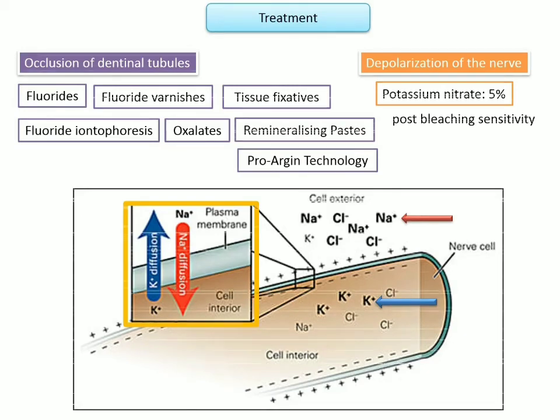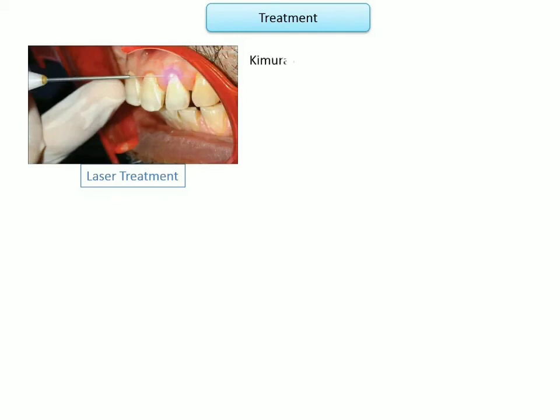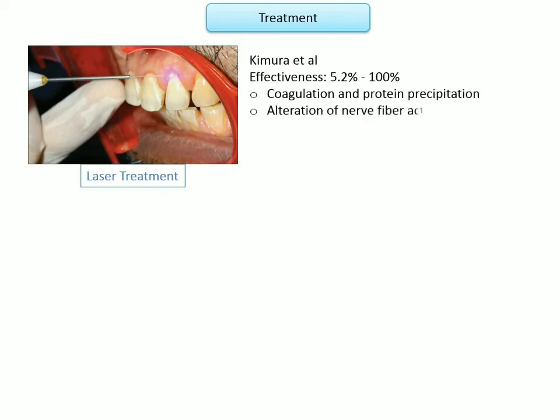Now, let's take a look at some recent progress in treatment of dentin hypersensitivity. Laser treatment. Laser therapy was recommended by Kimura et al. to treat dentin hypersensitivity with effectiveness between 5.2% and 100%, depending on the type of laser and parameters used. According to some authors, lasers are more effective than other treatments. Regarding the mechanism of laser treatment for dentin hypersensitivity, Pashtay suggested that it may occur through coagulation and protein precipitation of the plasma in the dentinal fluid or by alteration of the nerve fiber activity.